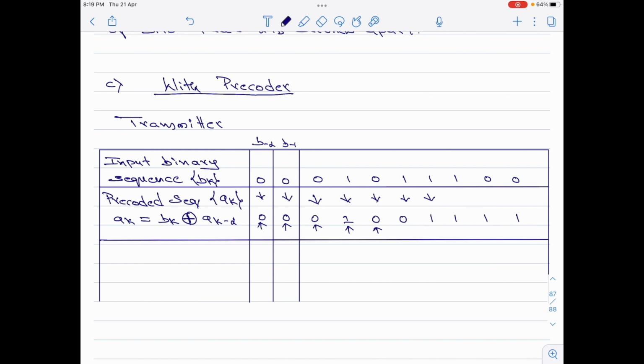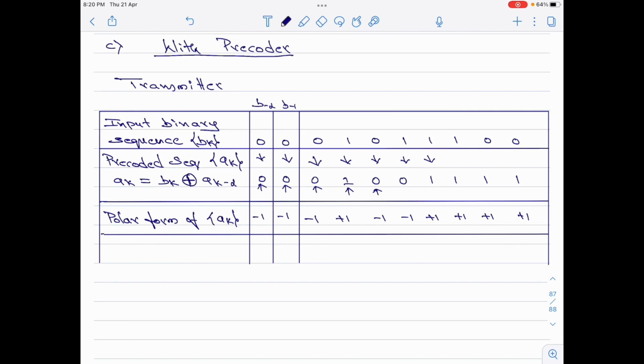The next step is to write the polar form of the pre-coded sequence AK. And for this, wherever there is a 0, I put a minus 1. And wherever there is a 1, I put a plus 1. I will do the same for the initial bits which are 0 0. The last step here is to write the encoded sequence Ck, and for this I will be using the equation Ck equals Ak minus Ak minus 2.